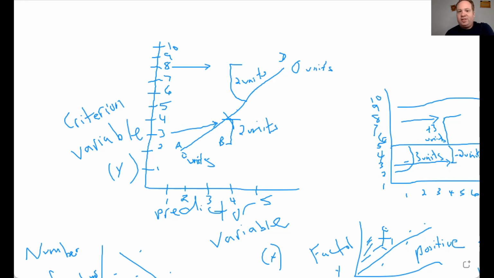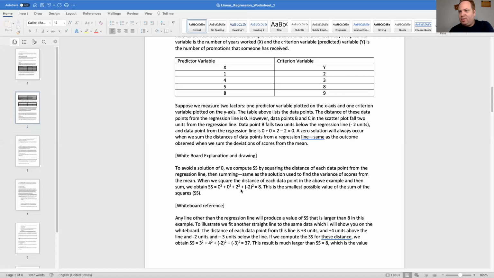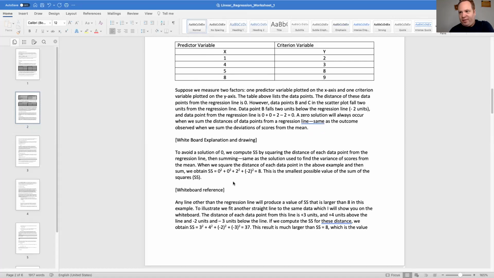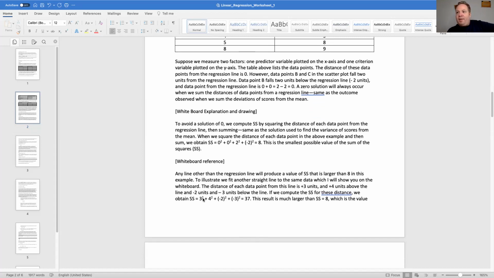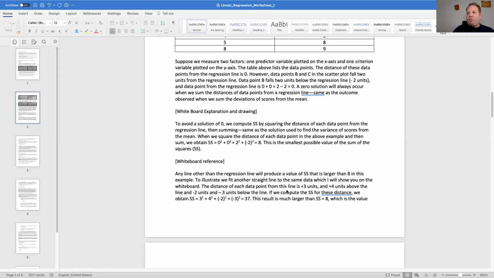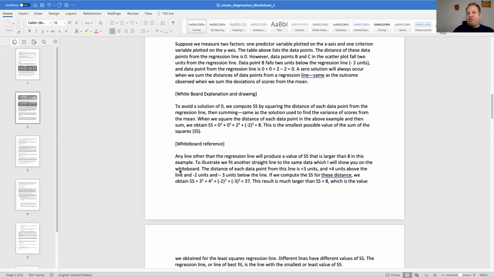So that's the smallest sum of the squares, which has to do with where the data is against the regression line. That's where we come up with the lowest possible sum of the squares. All right, so the next thing we want to talk about is that any other line than the regression line will produce a sum of the squares larger than 8 units in this example.